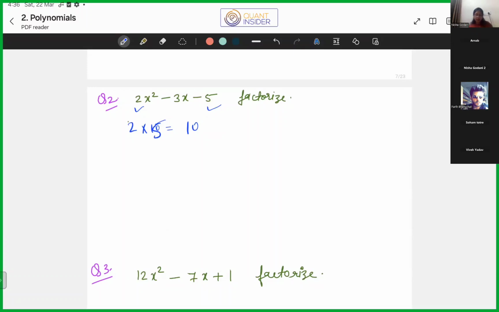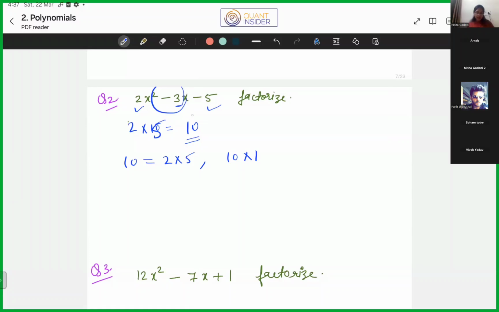Now you have to break this 3. First, find the factors of this 10. What are the factors of 10? 2 into 5 and 10 into 1. We can write like this. Now you need to find this minus 3. How will you get this from these? Yes, 2 minus 5, someone has written.